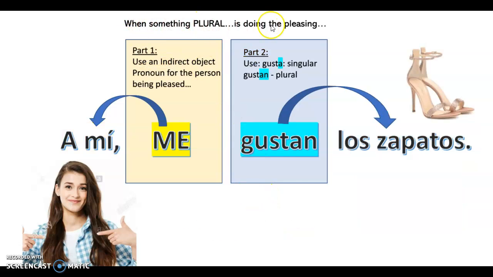So when something is plural, that is doing the pleasing, like the shoes, you would still keep the a mí me, or just me, but gusta changes to gustan because they're plural. Now you're saying, to me, they are pleasing, the shoes. So a mí me gustan los zapatos.